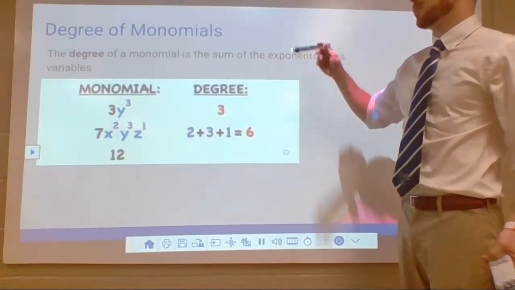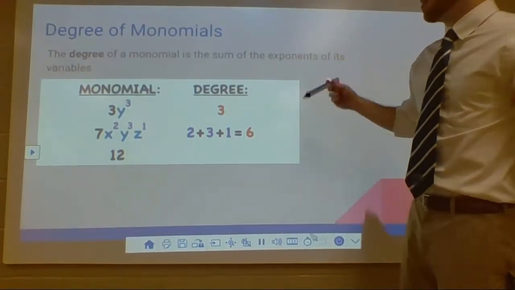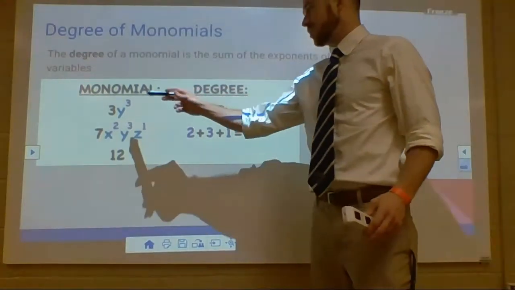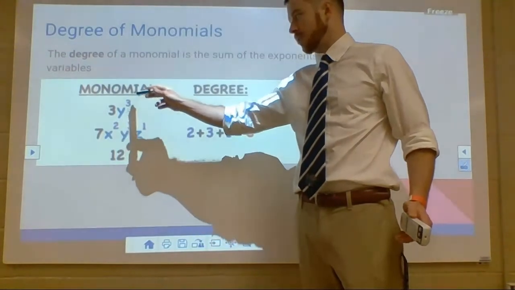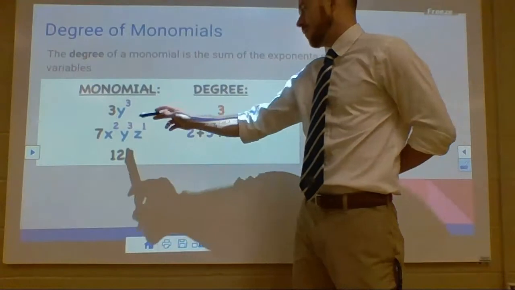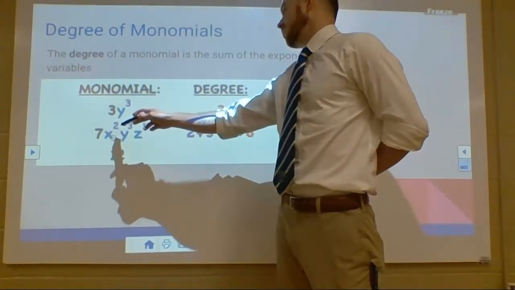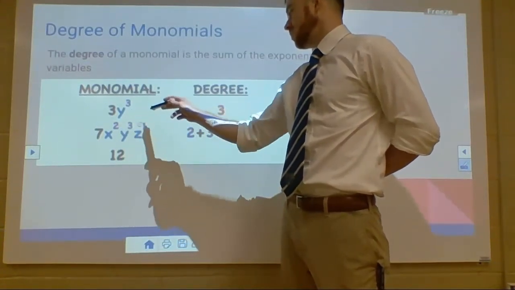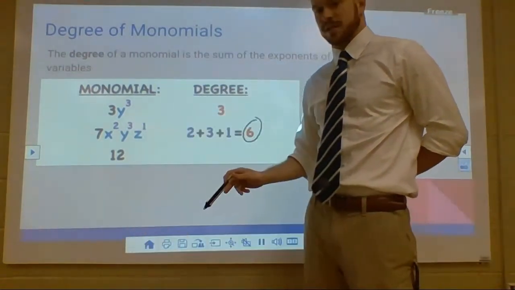Now let's talk about the degree of monomials. The degree of a monomial is just the sum of the exponents of its variables. So let's check out 3y cubed. Well, the variable is y, and it's raised to the third power. It's cubed. So the degree is 3. Now for 7x squared y cubed z to the first power, we're going to look at the three variables, x, y, and z, and then just add up their exponents. 2 plus 3 plus 1, well, that's 6. So it has a degree of 6.